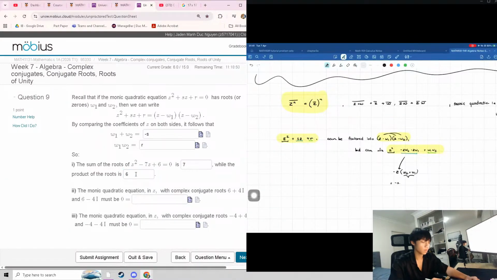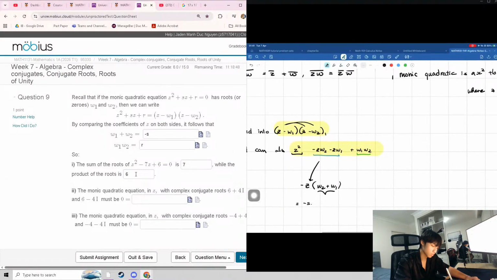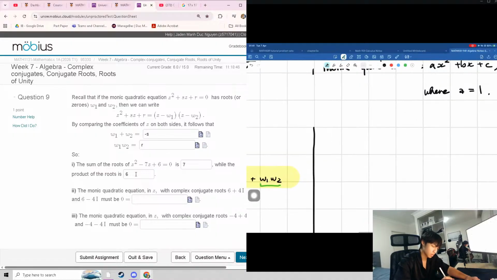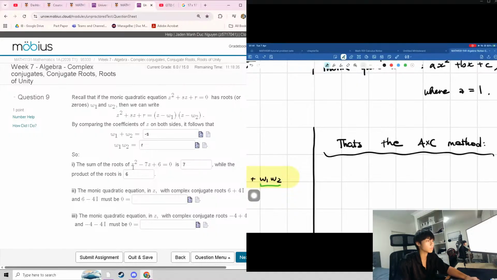Oh, okay. Bro. That's the AC method. So this is the fundamental method that we've always learned on how to find roots, right?